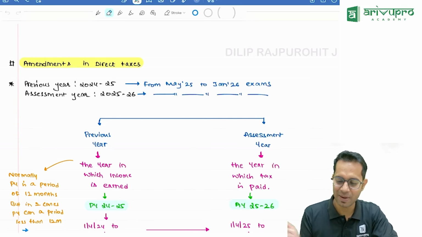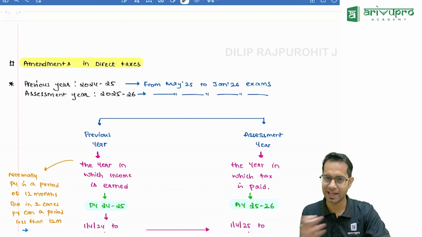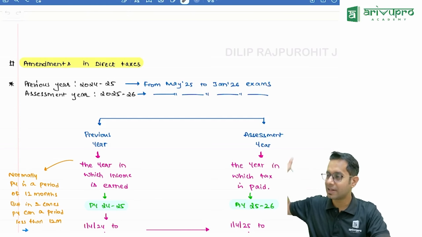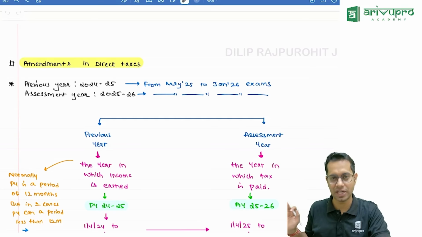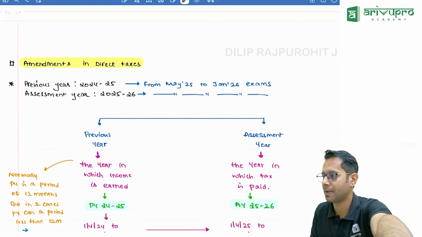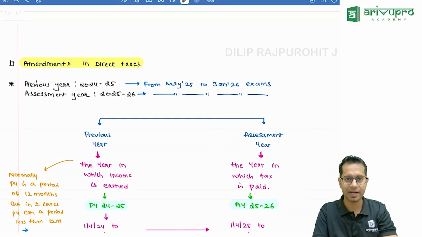So first, amendments with respect to direct taxes, then we'll see amendments with respect to indirect taxes. Whatever you have studied in the classroom, that is all amended only, but we are just going through once if there are any changes. In GST, there are 2 points which they have added extra, that we'll see.